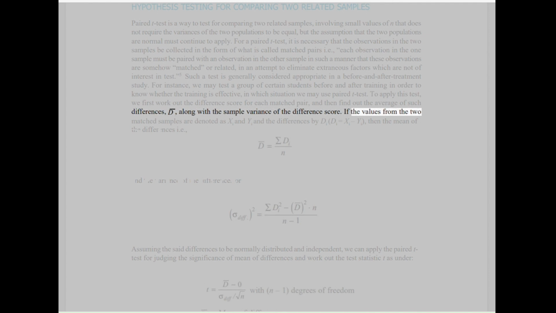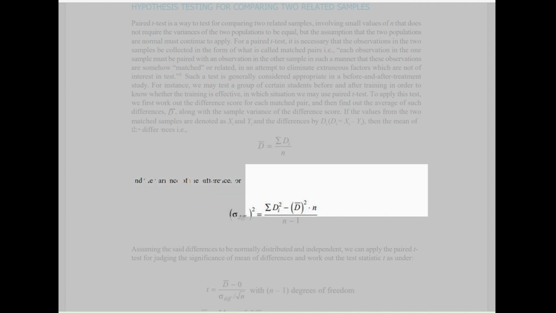If the values from the two matched samples are denoted as X and Y and the differences by D equal to X minus Y, then the mean of the differences, D bar, equals sigma D i upon n. And the variance of the differences is given by the formula. Pause the video to look at the formula.